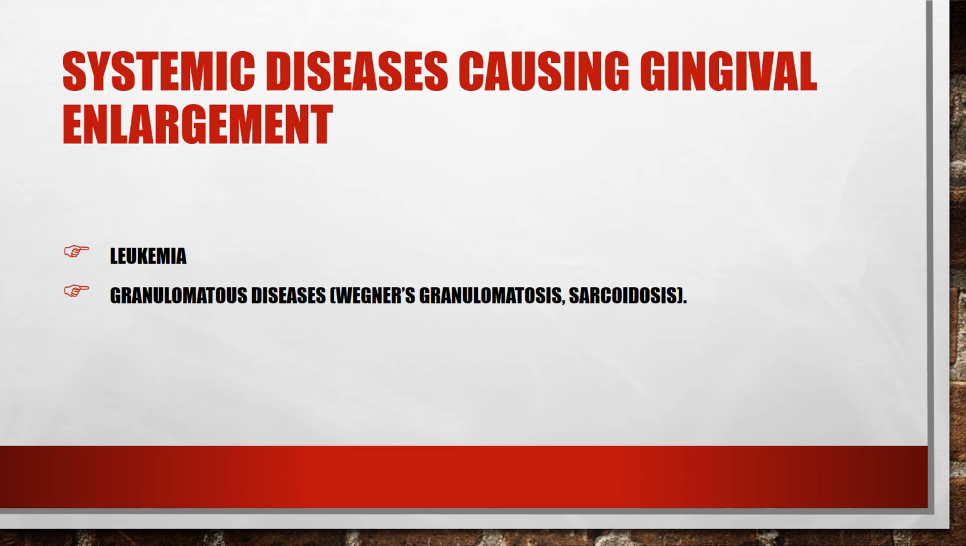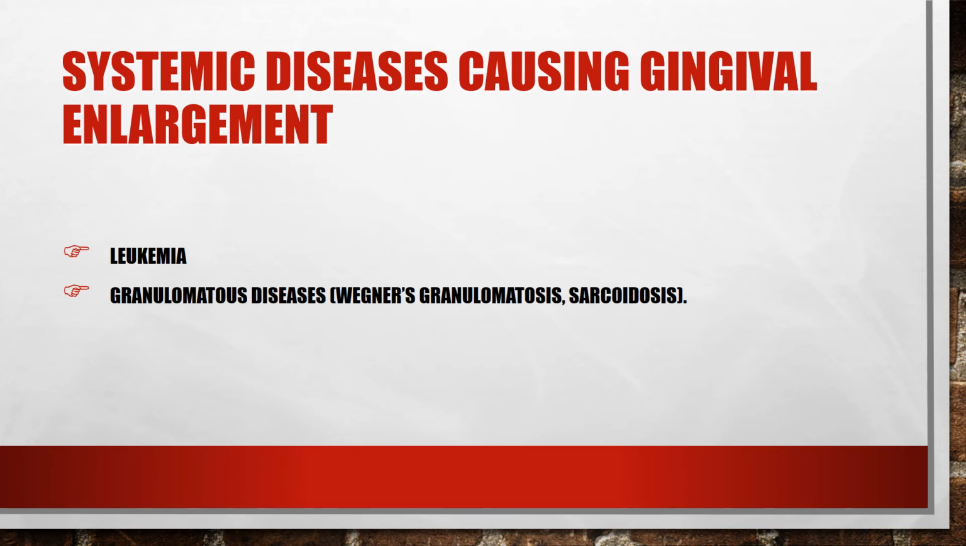Other than that, there are granulomatous diseases like Wegener's granulomatosis, a rare disease, and sarcoidosis. Wegener's involves lesions of the respiratory tract in which you can see gingival enlargement, oral mucosal ulceration and tooth mobility. It appears reddish purple and bleeds easily on stimulation. Whereas sarcoidosis is also a granulomatous disease of unknown etiology. It predominantly affects blacks and it can involve almost any organ including the gingiva. It appears as a red, smooth, painless enlargement.